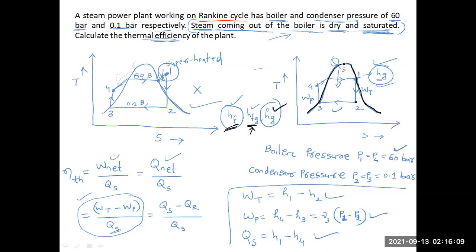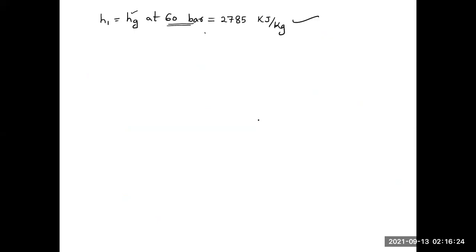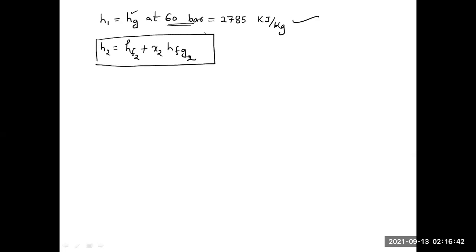So here at point 2 we have to calculate the enthalpy. If some point lies in between these two lines, then we have to use this HFG term. So how to calculate this? The enthalpy at point 2, H2, equals HF2 plus X2 into HFG2. So like this, one formula is there. You can see in your notebook, you will get this formula.